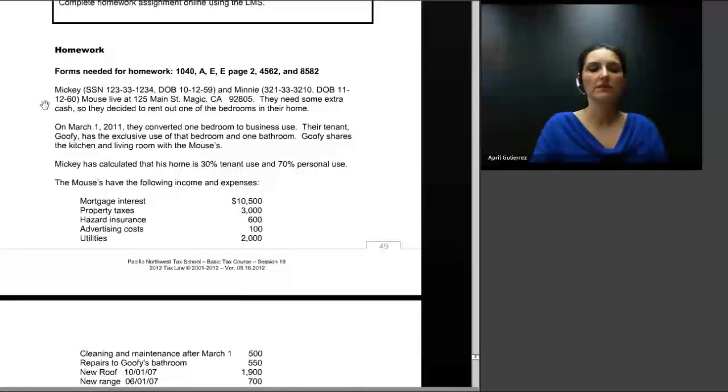Mickey and Minnie Mouse live at 125 Main Street in Magic, California, and they need some extra cash. Bad economic times for Mickey and Minnie, so they decided to rent out one of the bedrooms in their home. And who did they rent to? Well, on March 1st, 2011, they converted one bedroom to business use. Their tenant, Goofy, has the exclusive use of that bedroom as well as one bathroom. Goofy shares the kitchen and living room with the Mouses, and Mickey has calculated that his home is 30% tenant use and 70% personal use.